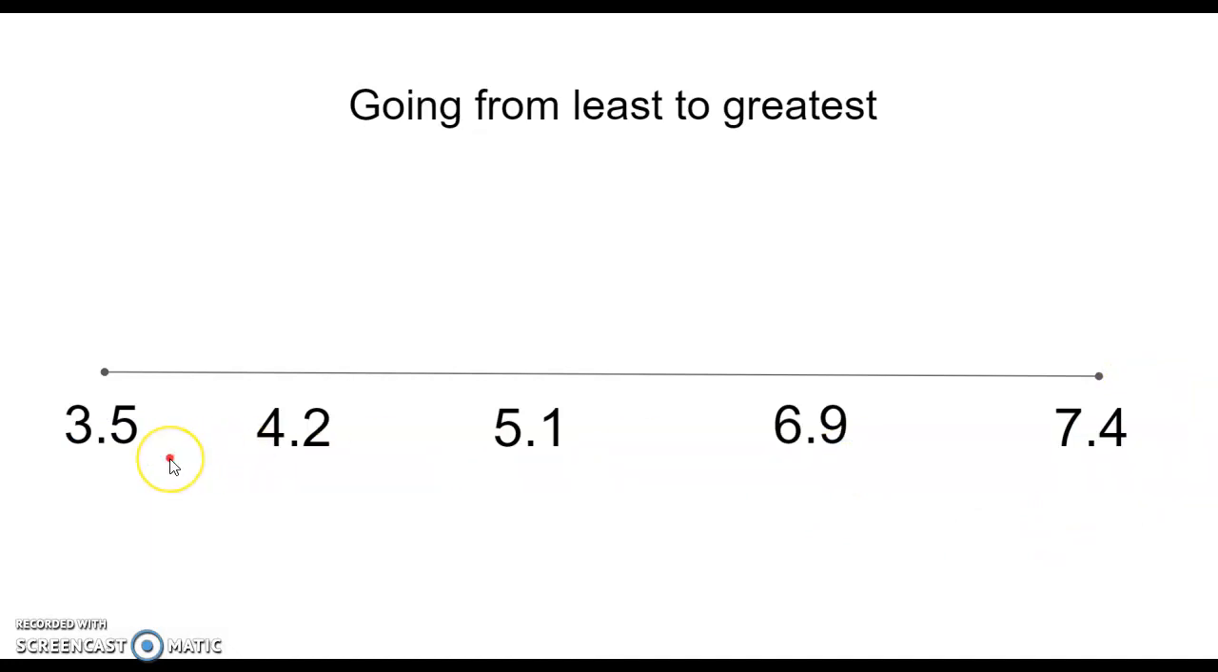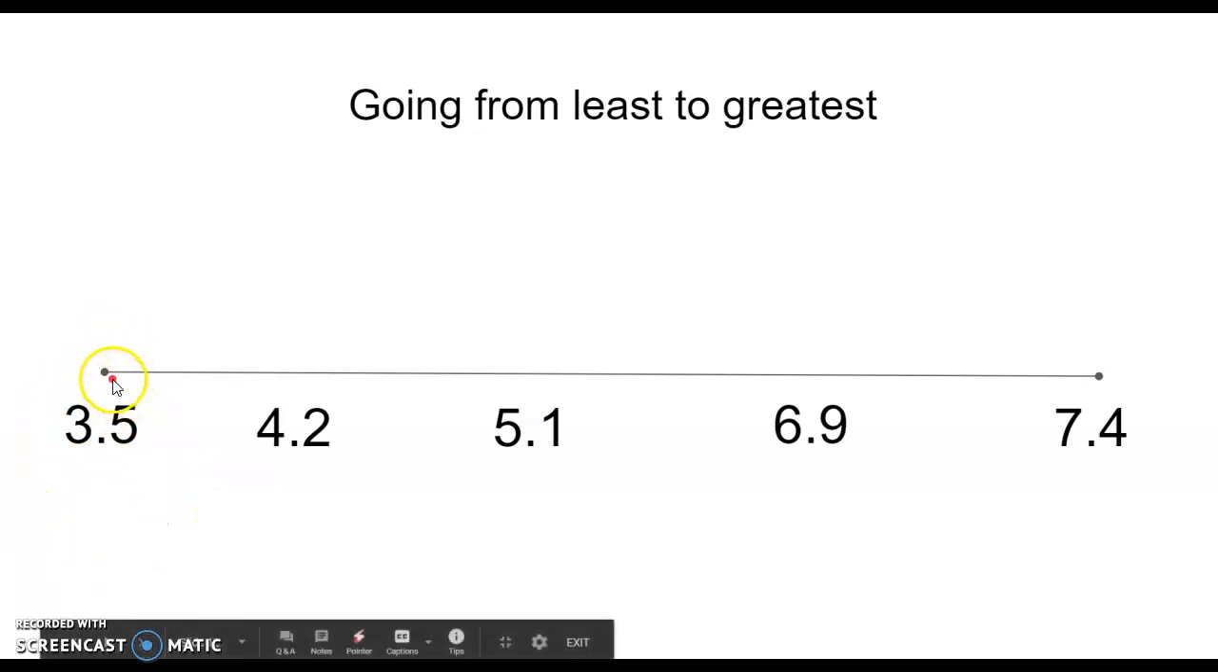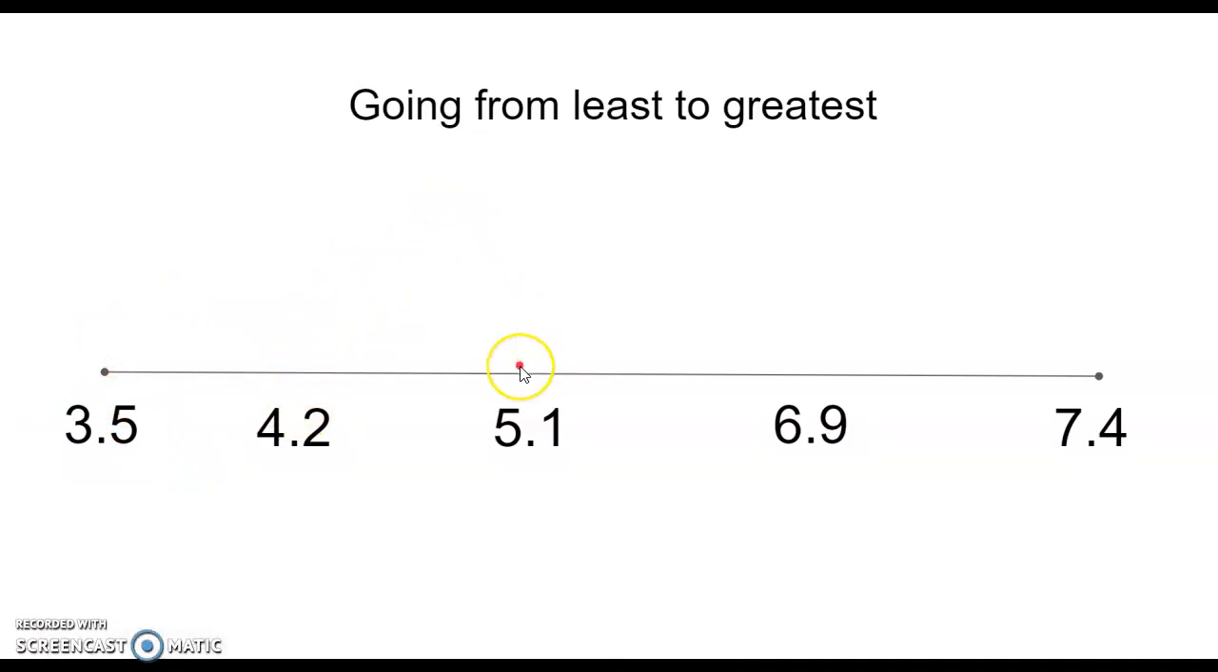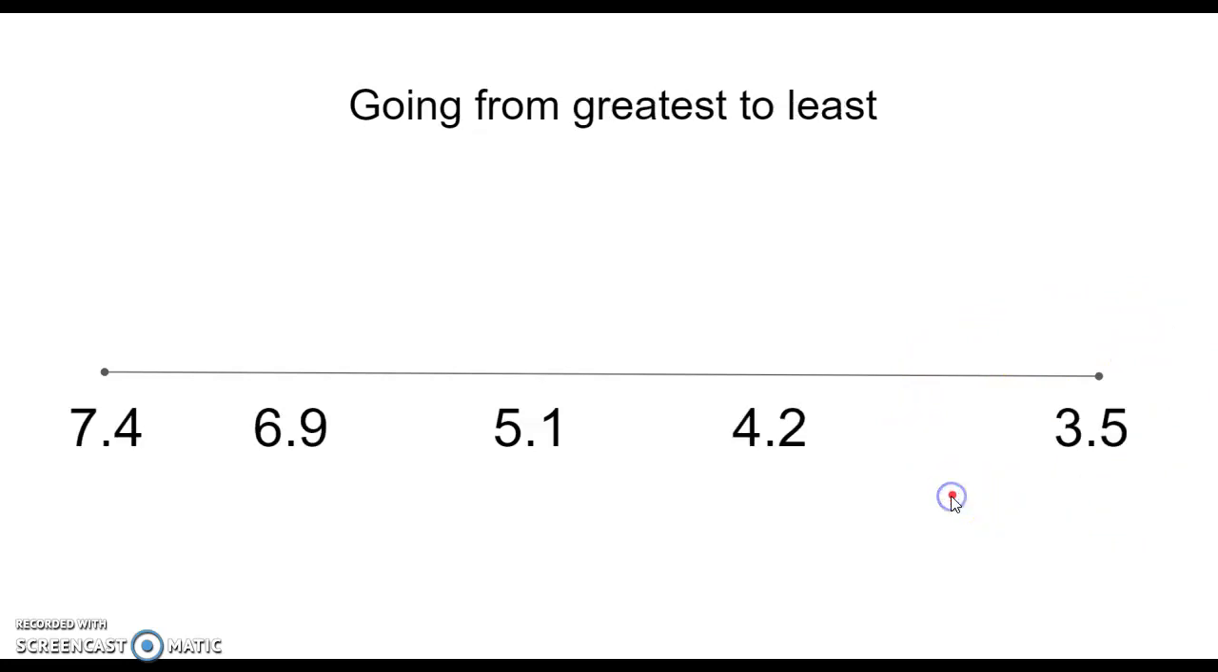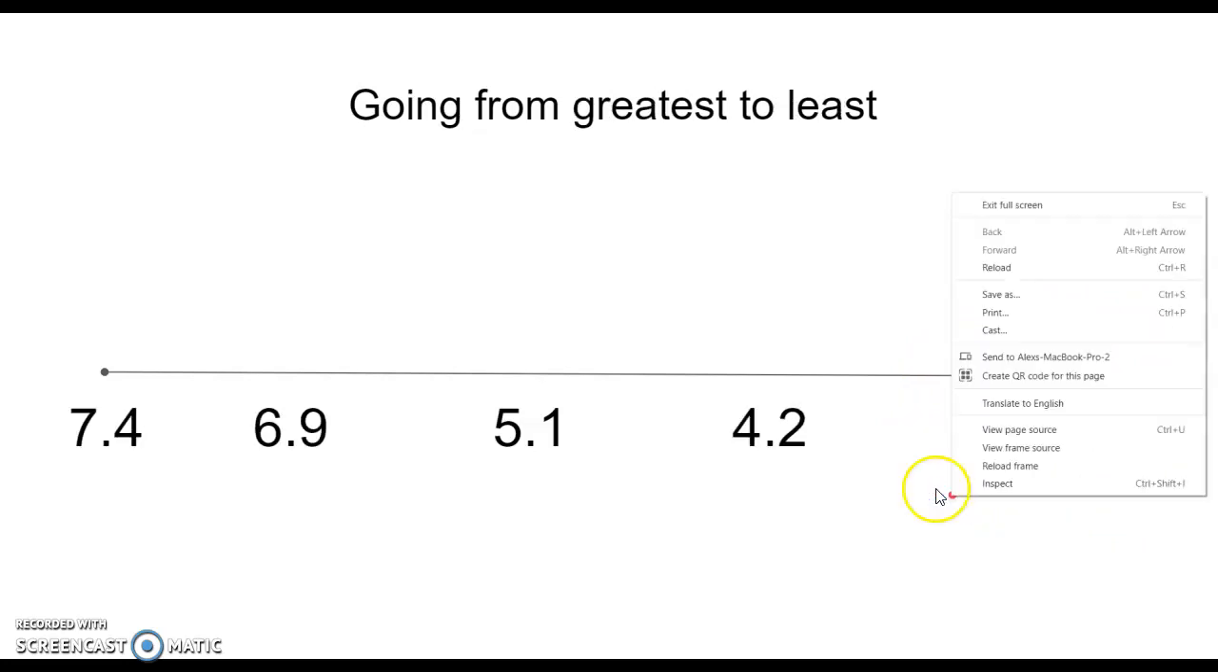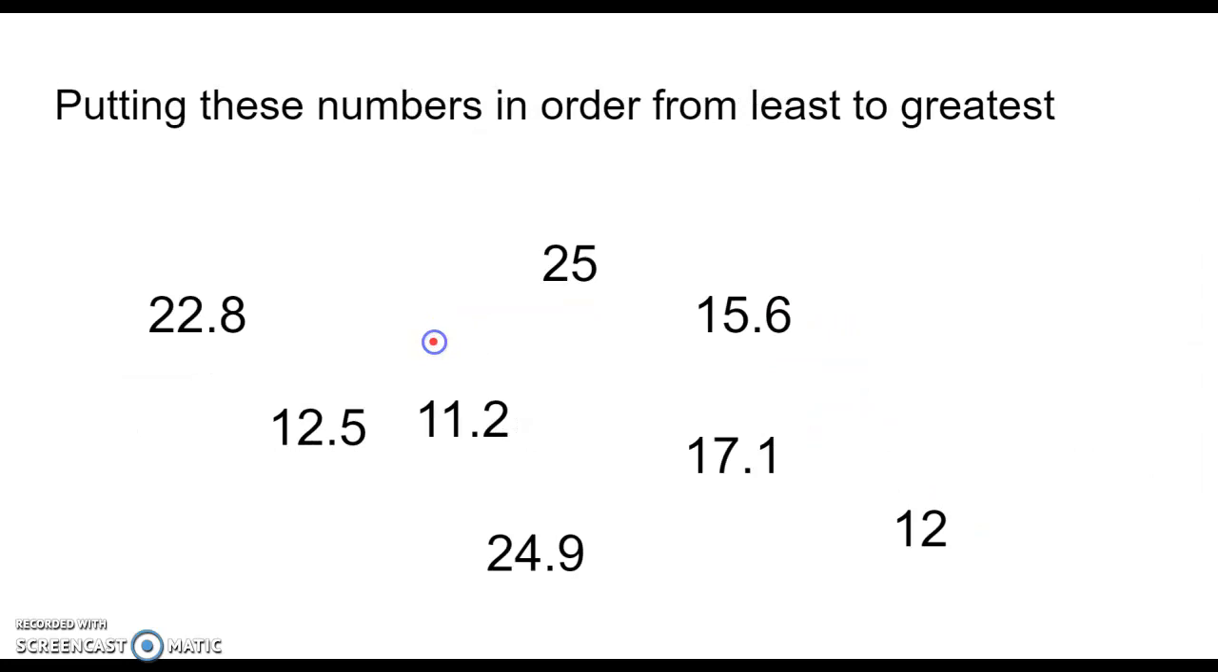And for example, when you're working with decimals, you would start with 3.5 right here, and then we bounce to 4.2, to 5.1, 6.9, and then we end it with 7.4, with it being the biggest number all the way on the right.